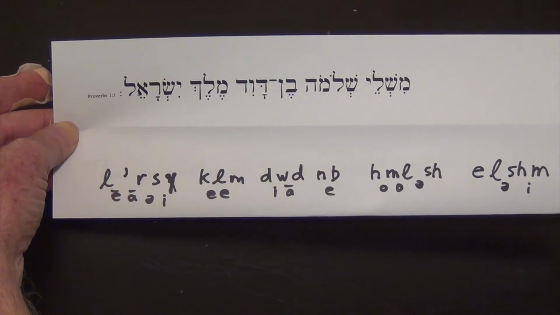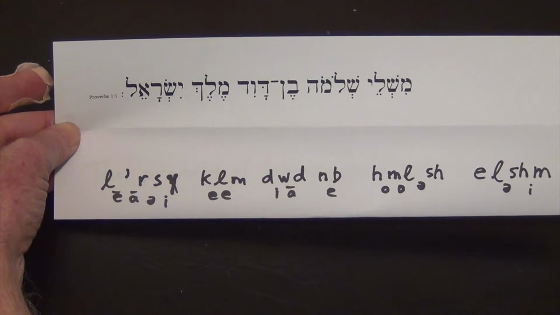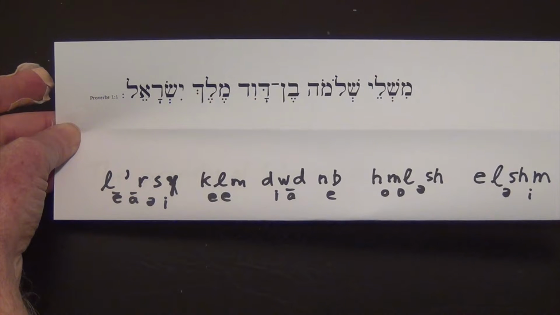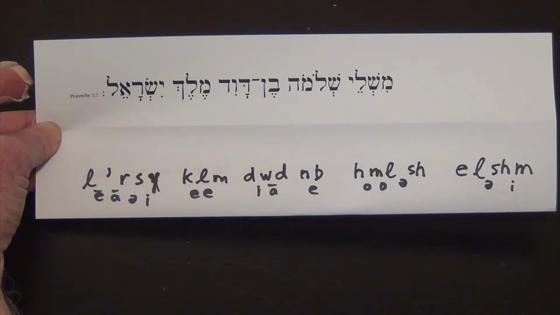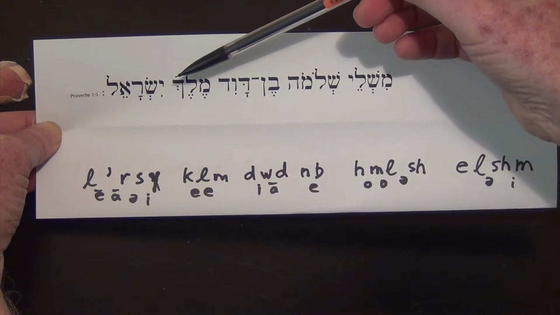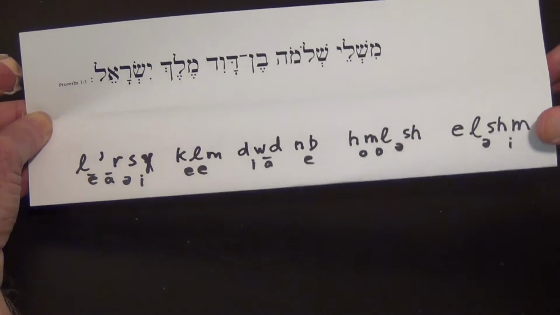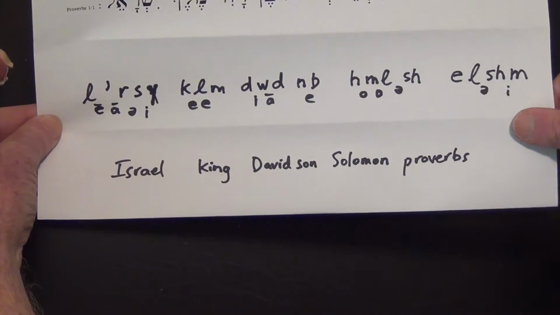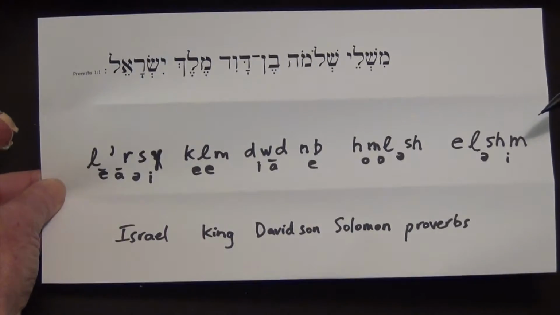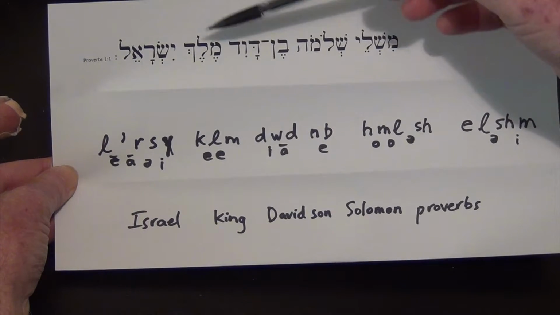So Ben David means son of David. Ben is the Hebrew word for son, as in Benjamin, which means son of my right hand, or Benoni, son of my pain. We read those two names in Genesis chapter 35, verse 19. And then Melech Yisrael. So Melech means king. So here we have the word-by-word translation. Proverbs, Solomon, son, David, king, Israel.